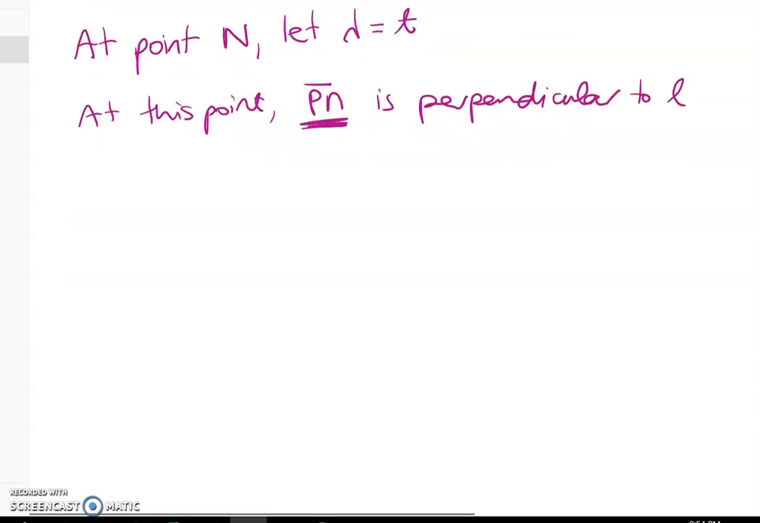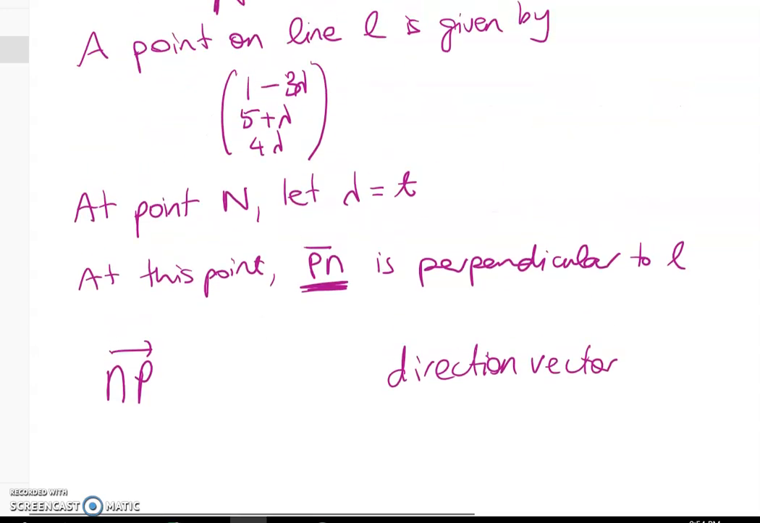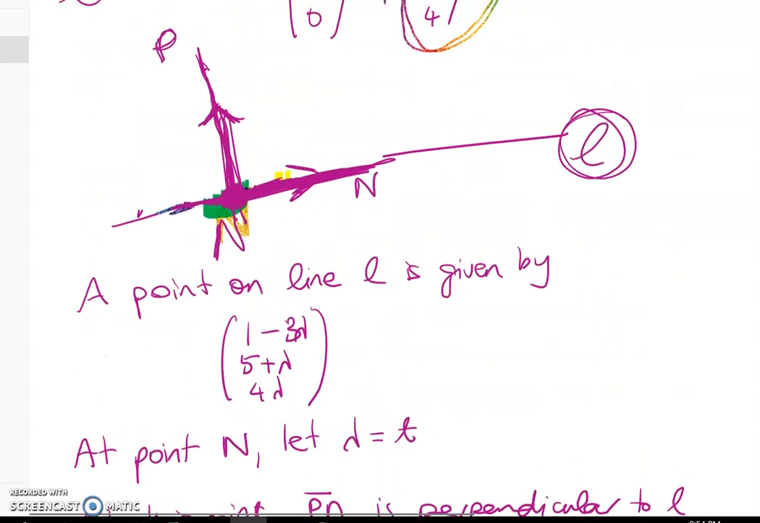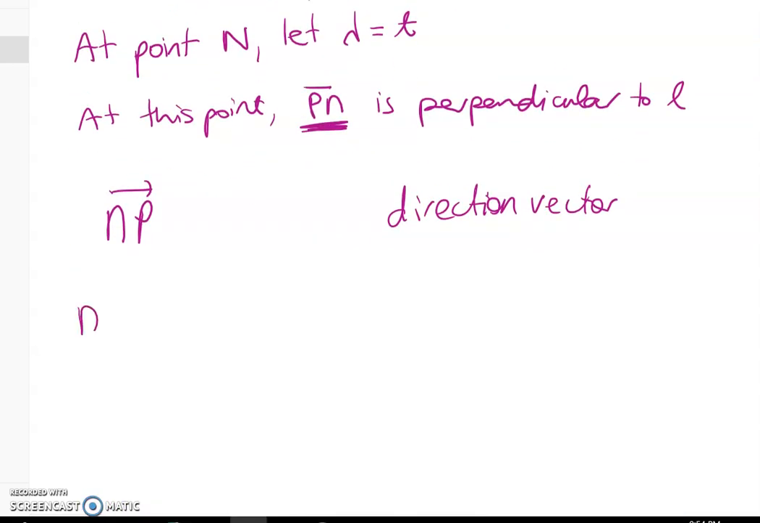So what I'm going to do is find from N to P, and then use the direction vector of the line, and get the dot product equal to 0. So from N to P, it goes like this. NP means I'm going to write this out from N to P.